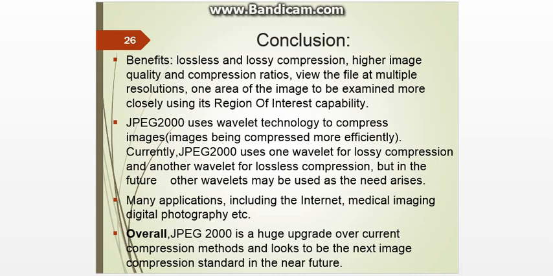Now, in conclusion, we have seen lossless and lossy compression, higher image quality and compression ratios as the advantages of JPEG 2000. JPEG 2000 uses the wavelet technology to compress images, the image being compressed more efficiently. Currently, JPEG 2000 uses one wavelet for lossy compression and another wavelet for lossless compression, but in the future other wavelets may be used as the need arises.